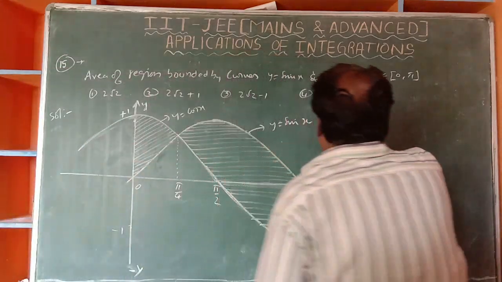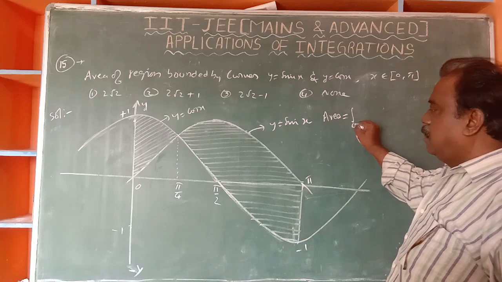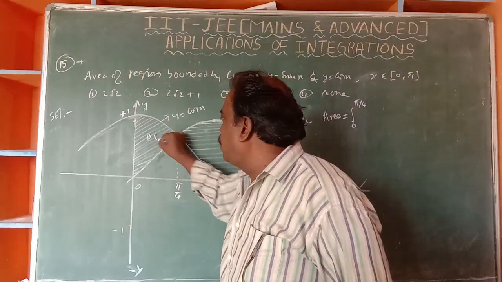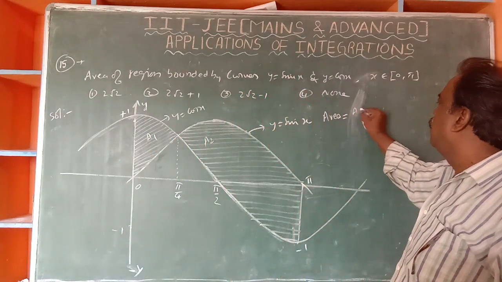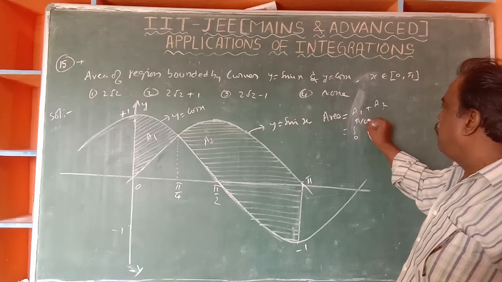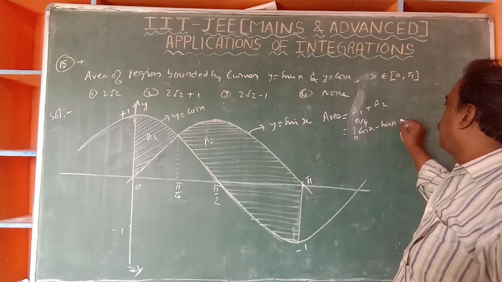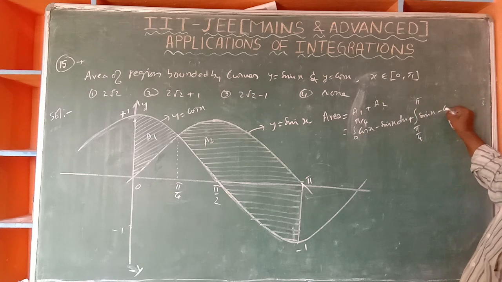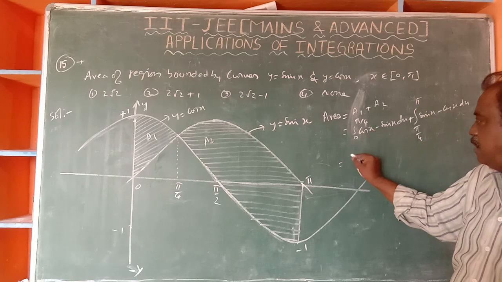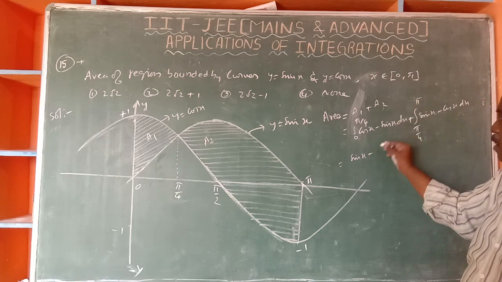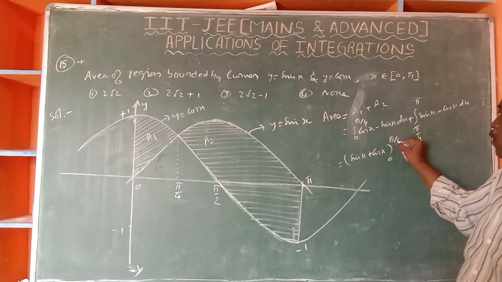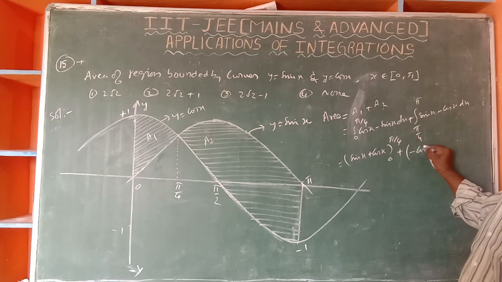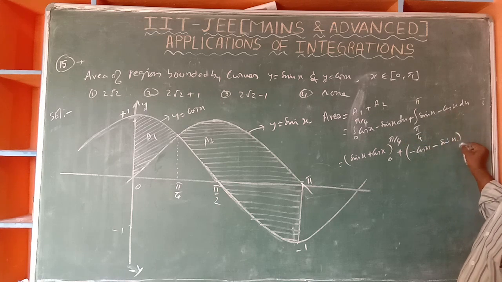Now, required area: 0 to pi by 4 is one part. So it is one part A1 and it is A2, like that. For A1 it is 0 to pi by 4. Upper curve is cos x minus sin x lower curve. For A2 it is pi by 4 to pi. Upper curve is sin x and lower curve is cos x. The integration of cos x minus sin x is sin x plus cos x. For sin x minus cos x, the integration is minus cos x minus sin x, with limits pi by 4 to pi.